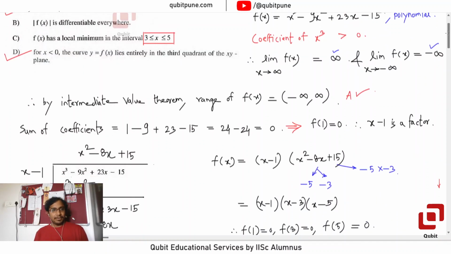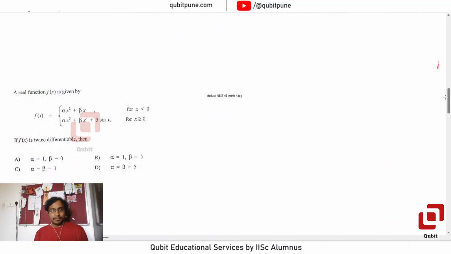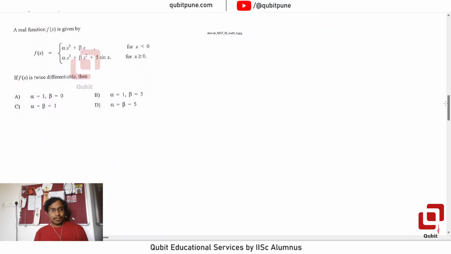Yes? Okay, question 1 done. Let us go to question number 2. This is from NEST 2008. A real function f of x is given by f of x equals alpha x squared plus beta x for x less than 0, and alpha x cubed plus beta x squared plus 5 sin x for x greater than or equal to 0. If f of x is twice differentiable, then: alpha 1 beta 0, alpha 1 beta 5, alpha beta both 1, alpha beta both 5.